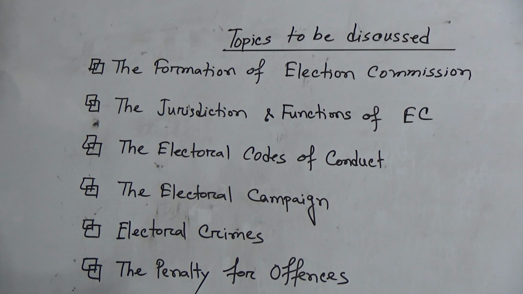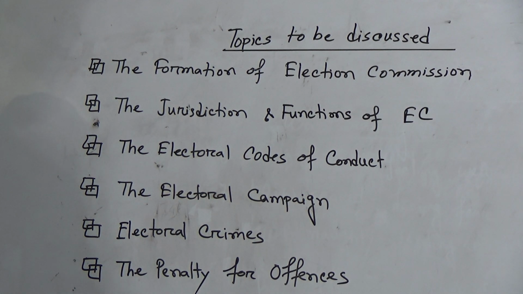This is a constitutional organization. The Election Commission consists of a chief election commissioner, that means CEC, and not more than 4 election commissioners. The president of Bangladesh appoints the chief election commissioner and the other election commissioners. The chief election commissioner acts as the chairman of the commission, and the tenure of this commission is 5 years.